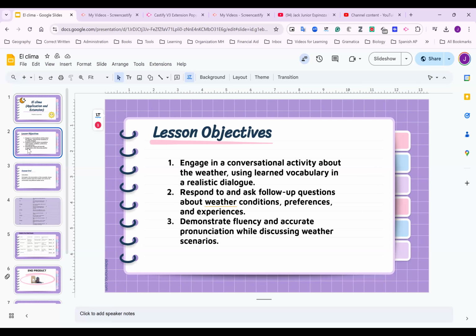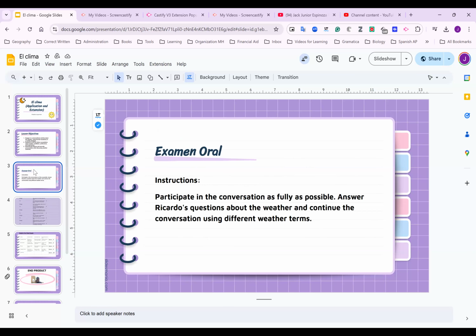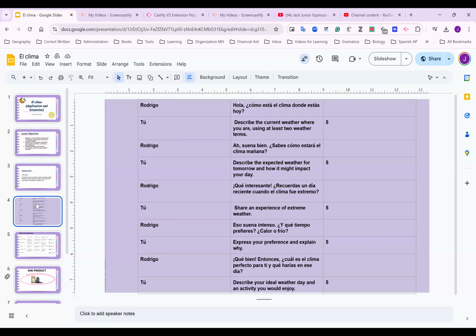So let's go to slide number 3, examen oral. For the oral exam, we are going to participate in a conversation. You will be talking with Rodrigo, answering his questions about the weather. Try to respond fully to each question he asks using the weather terms that we already learned. Let's go to slide número 4.